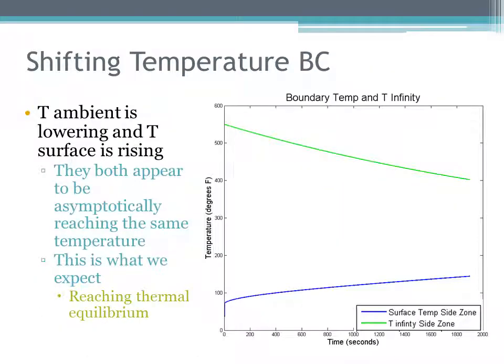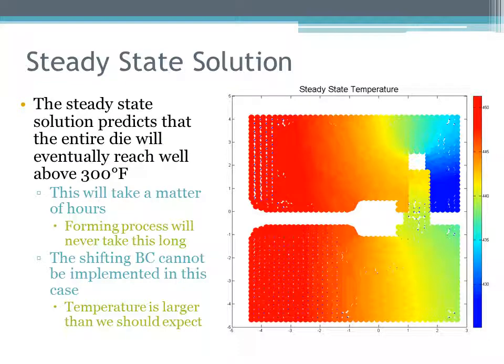The results from the ambient temperature boundary condition are also what we would expect. The fluid temperature is decreasing throughout the simulation as it gives up its heat to the die boundary, which we see is increasing in temperature. A steady-state solution was also performed and predicted that the entire die will eventually reach temperatures well above 300 degrees. This, however, would take a matter of hours, and the forming process itself takes about 10 minutes.